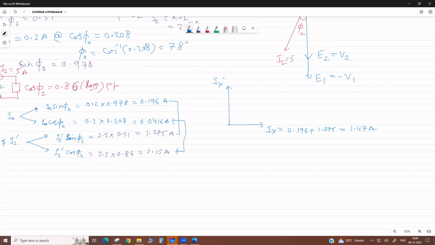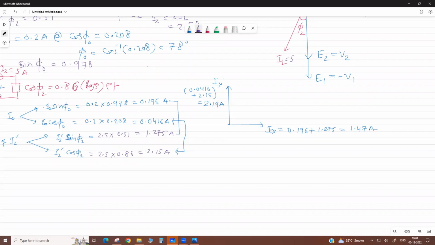And along x, we also add Ix. Ix is 0.0416 plus 2.15, so it comes to 2.19 ampere. Okay, these two are the total vertical and total horizontal components.